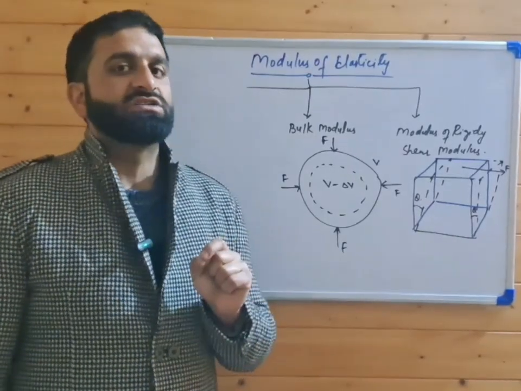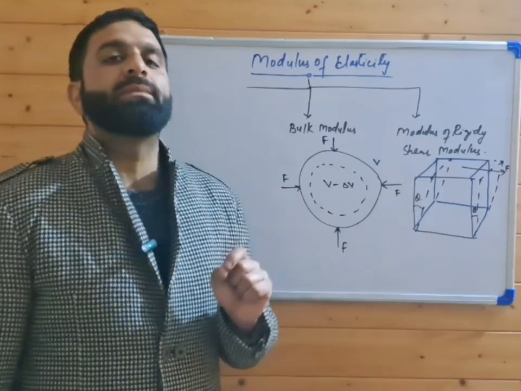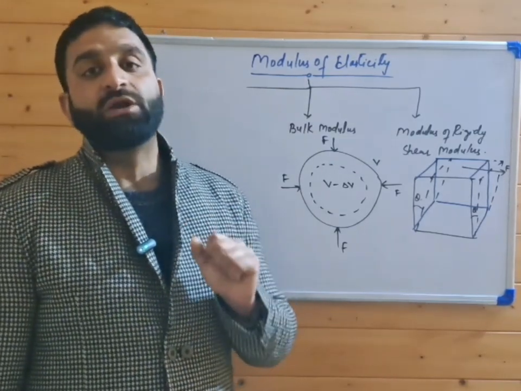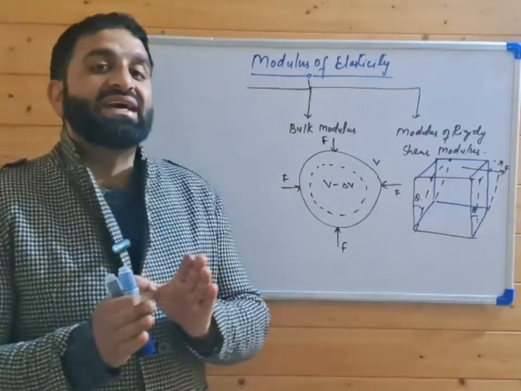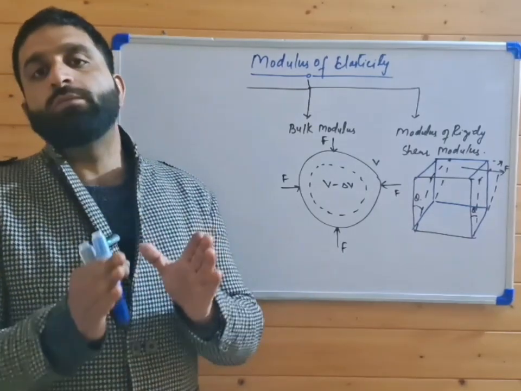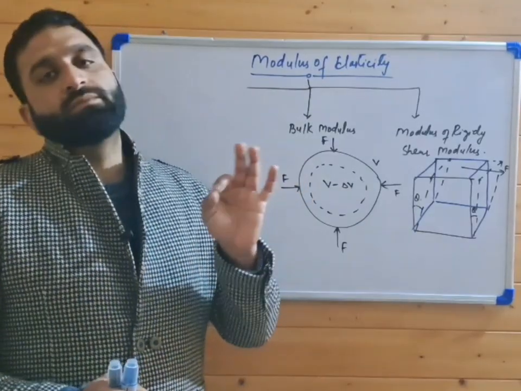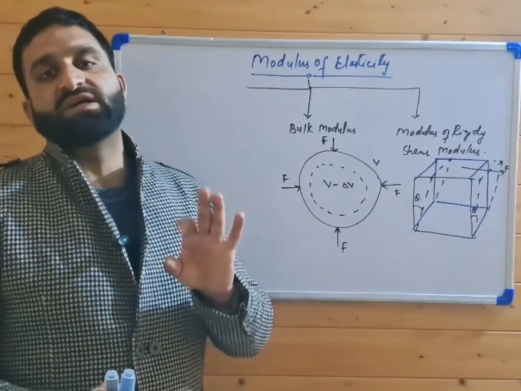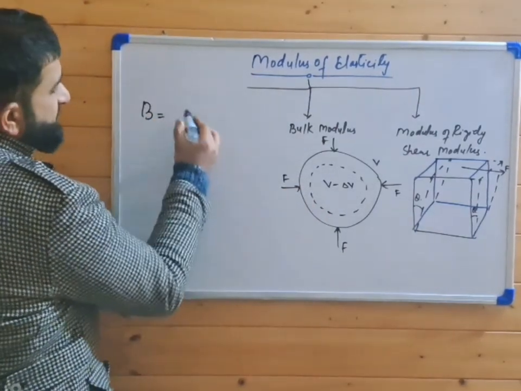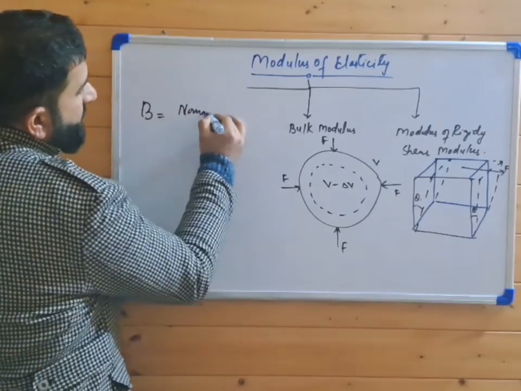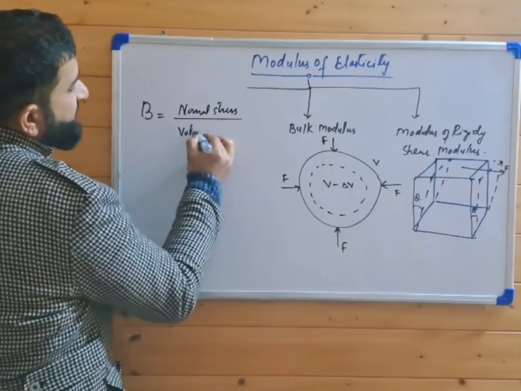So the bulk modulus of elasticity is defined as ratio of normal stress and volumetric strain produced. Now the volumetric strain produced here is taken as negative because there is decrease in volume. Volumetric strain is given as the ratio of change in volume to original volume, but the sign is minus because there is reduction in volume. So we can say that bulk modulus of elasticity is equal to normal stress divided by volumetric strain.